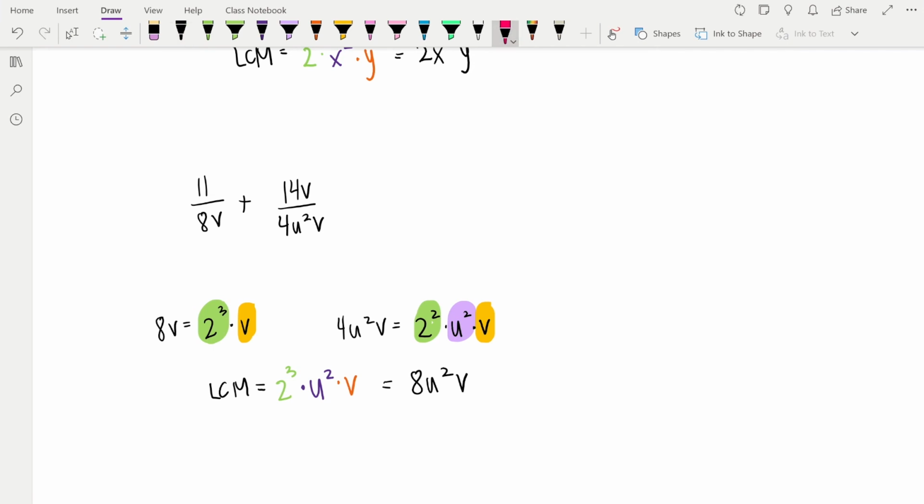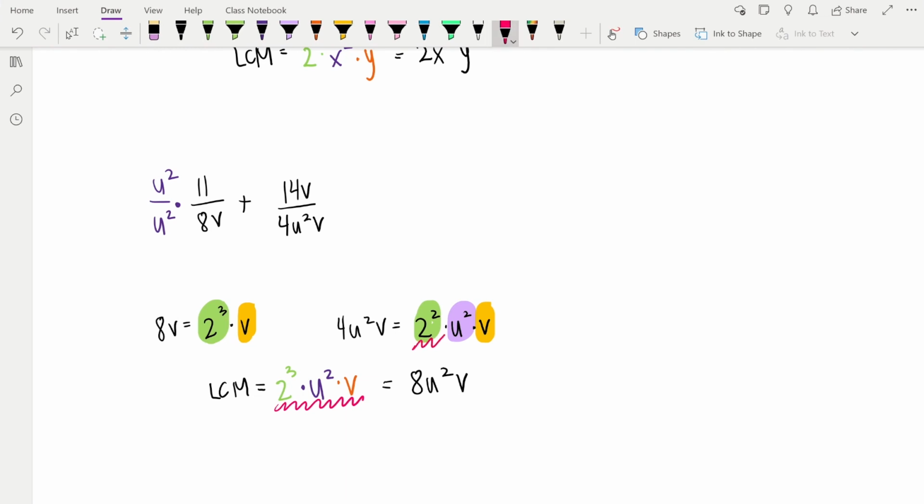How do I make this common denominator happen? I've identified what it is, but how do I make each of these fractions that I have so far have that common denominator? And I look here at my factors of the least common multiple and here at what I've already got in my denominator. 2 cubed, done. V, done. The thing that's missing is that u squared. So I have to multiply u squared on the top and the bottom.